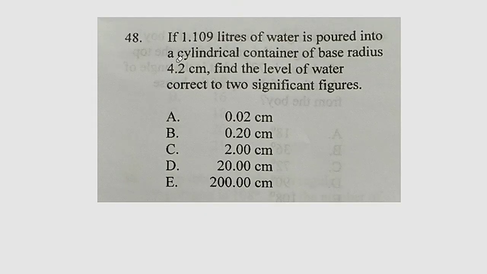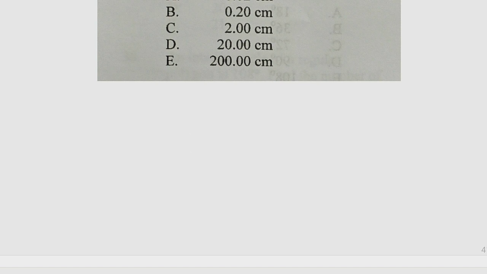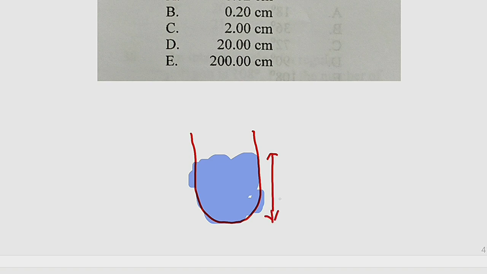Question number 48 reads, if 1.109 liters of water is poured into a cylindrical container of base radius 4.2 cm, find the level of the water correct to two significant figures. All right. Suppose we have a cylinder right here, and let's assume the water which is poured here is within this level. So we are looking for the height of that water level.